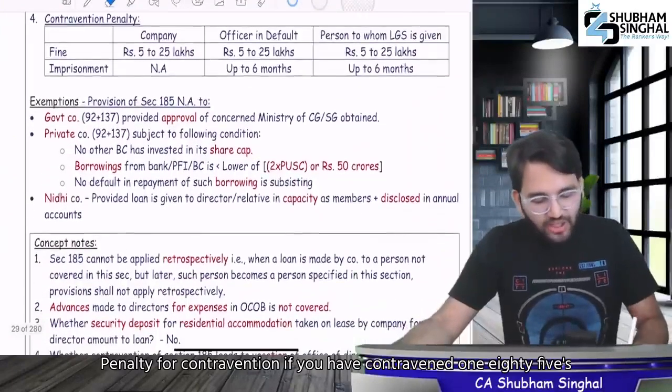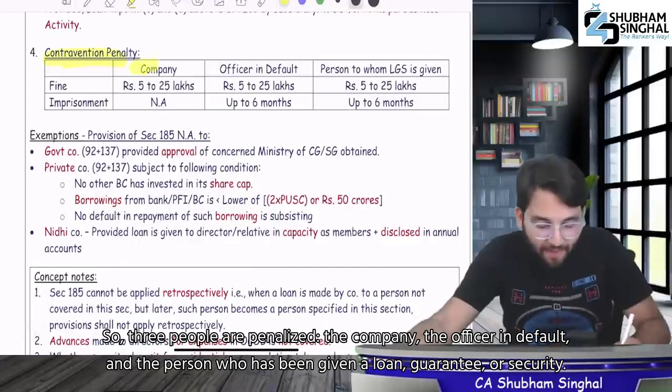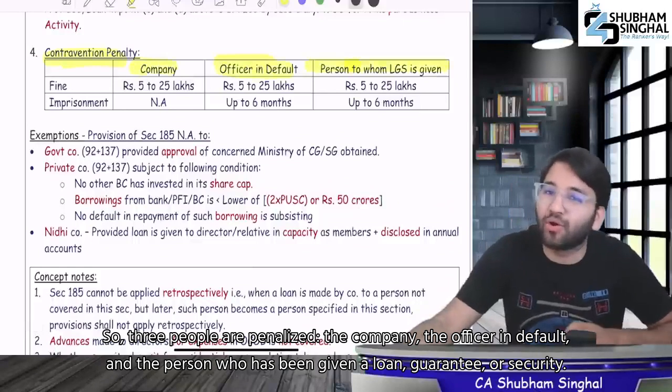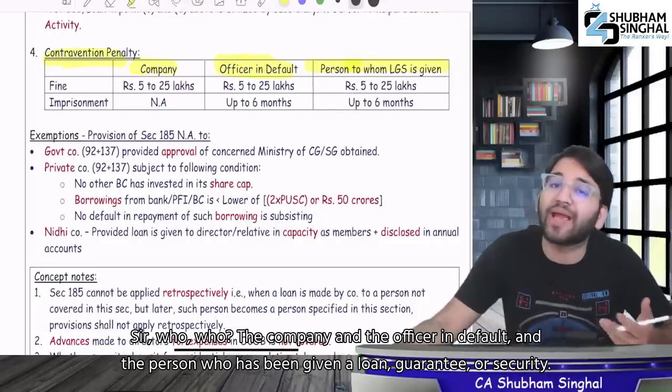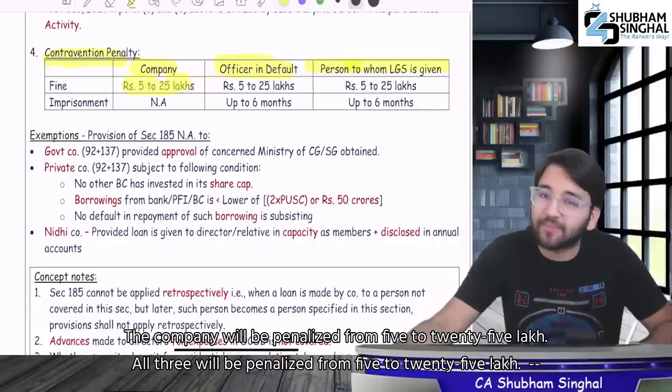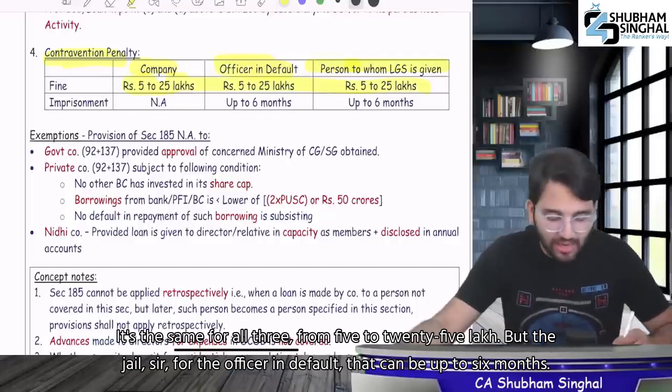Okay, penalty for contravention of Section 185. 3 parties are penalized: the company, the officer in default, and the person who is given the loan, guarantee or security. All 3 will be fined 5 to 25 lakhs. It's the same for all 3, 5 to 25 lakhs.